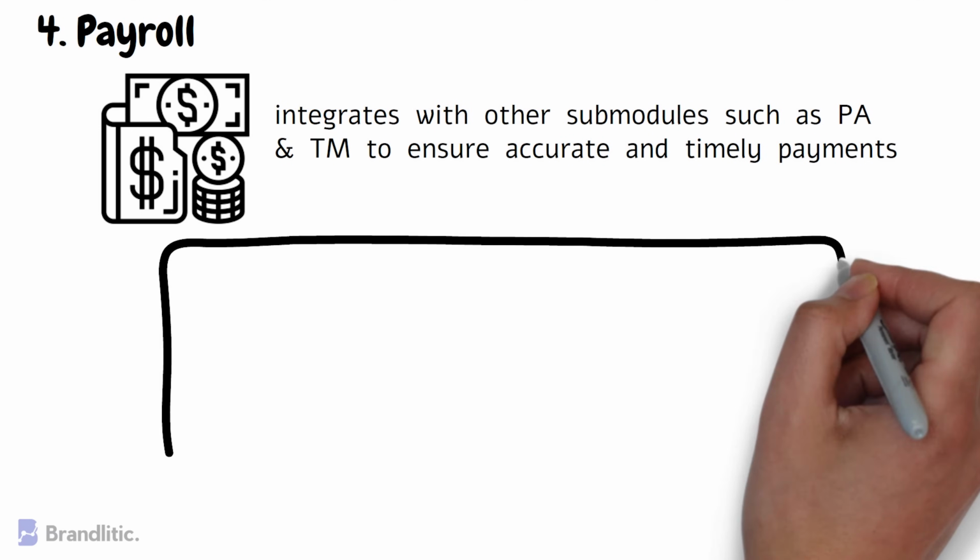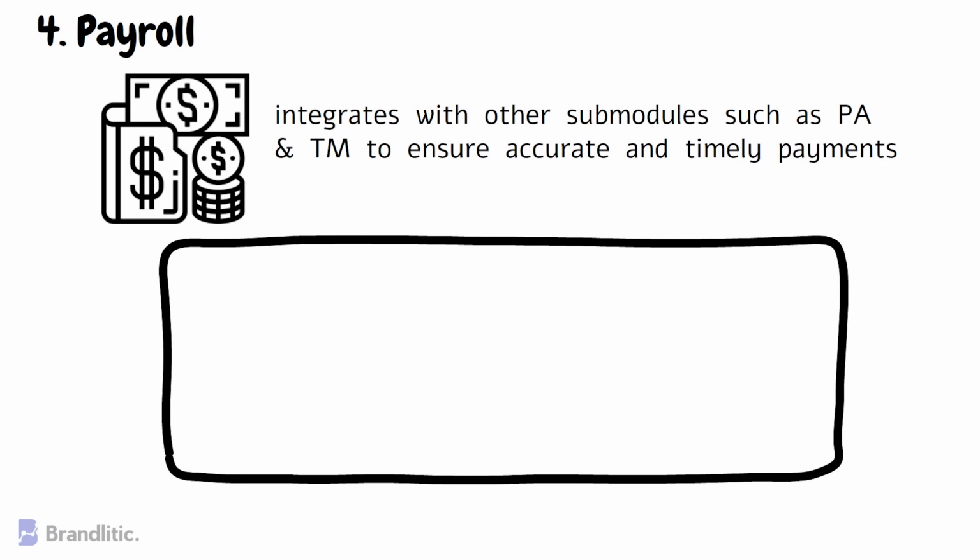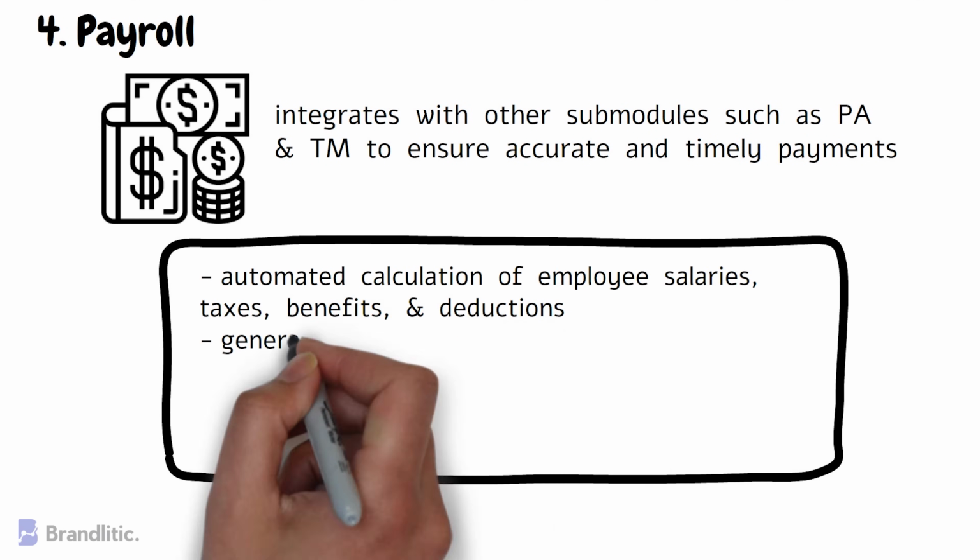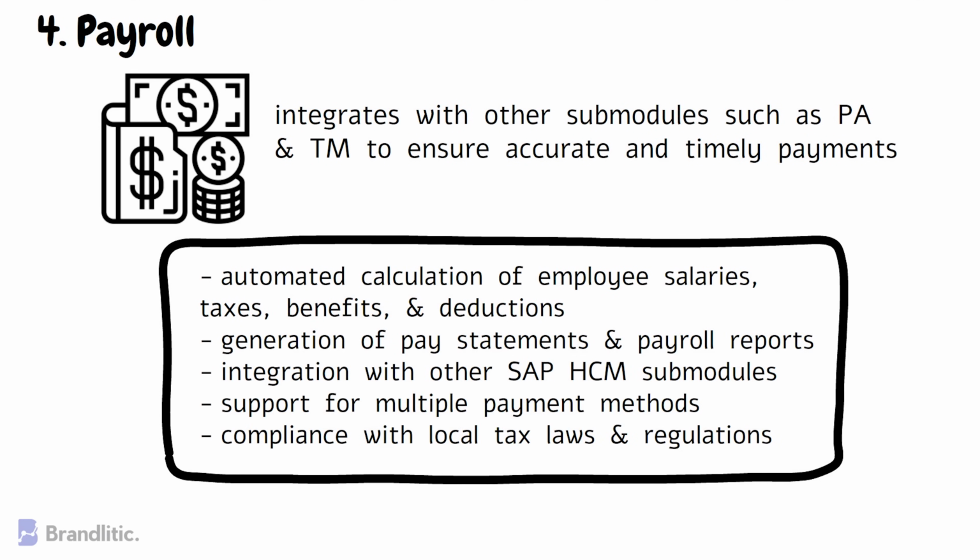The key features of this submodule include automated calculation of employee salaries, taxes, benefits, and deductions, generation of pay statements and payroll reports, integration with other SAP HCM submodules such as PA and TM, support for multiple payment methods such as direct deposit, checks, and wire transfer, and compliance with local tax laws and regulations.